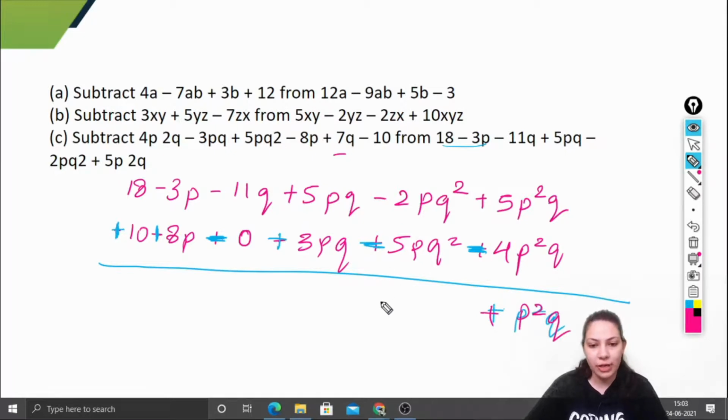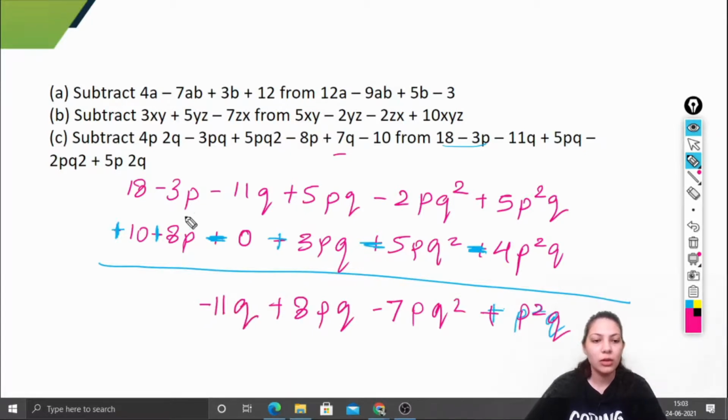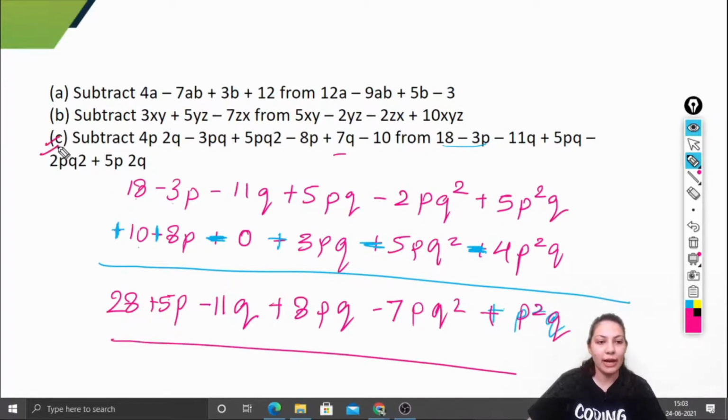Minus 2 minus 5 is minus 7 pq square as it is, plus 5 plus 3 is plus 8 pq, minus 11 minus 0 is minus 11q, minus 3 plus 8 will result as plus 8 plus 5p, and 18 plus 10 is 28. So this is the answer of our last, that is third part of our subtraction.